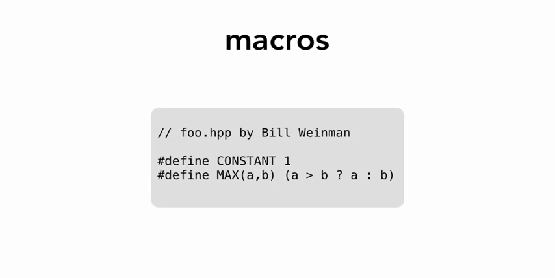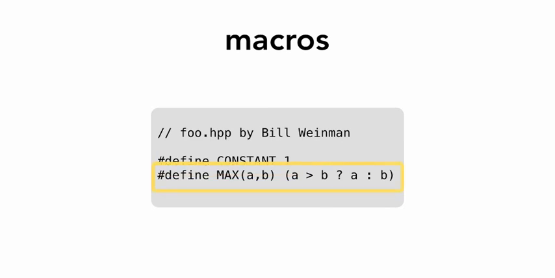A preprocessor macro works like a really smart alias. For example, after this declaration, any use of the word constant, in all caps, will be replaced by the digit 1. No math is performed. This is really just a string substitution in the source file.